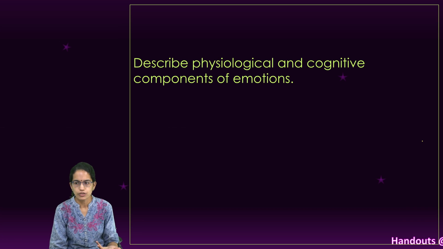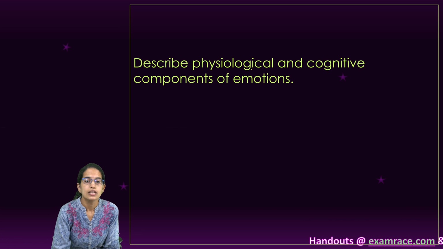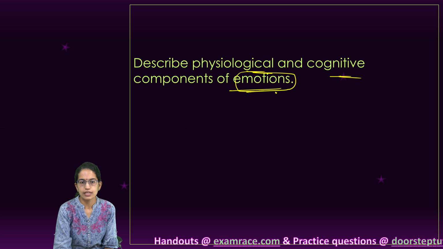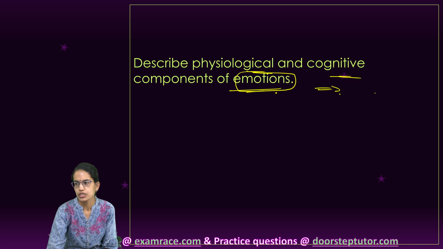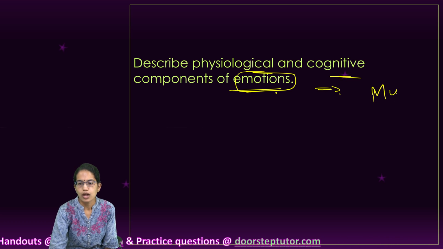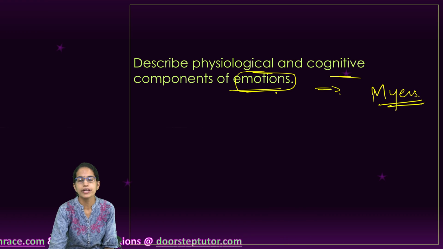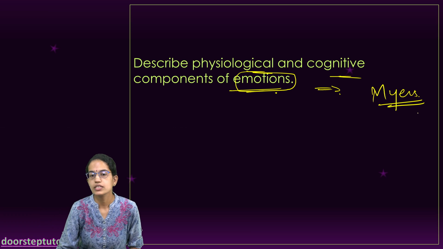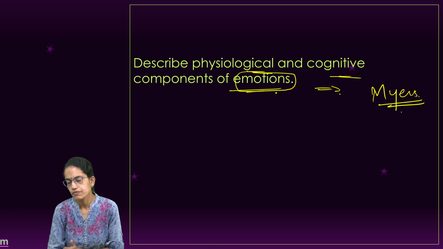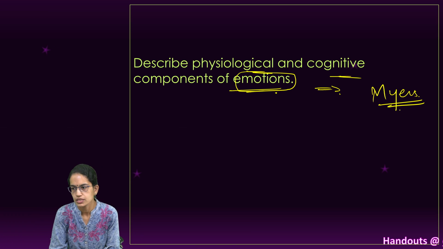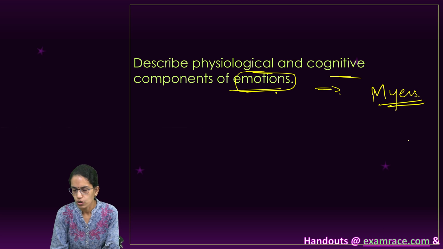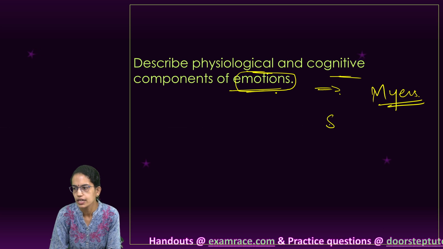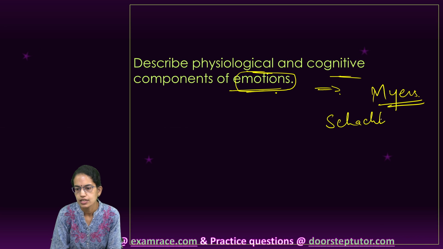The next important question we would discuss here is the physiological and cognitive components of emotion. Under emotion we have covered various theories. The James-Lange theory was one of the important theories, and David Myers talked about physiological behaviors, expressive behaviors and conscious experiences. The physiological and cognitive components of emotions are explained under the Schachter-Singer theory.